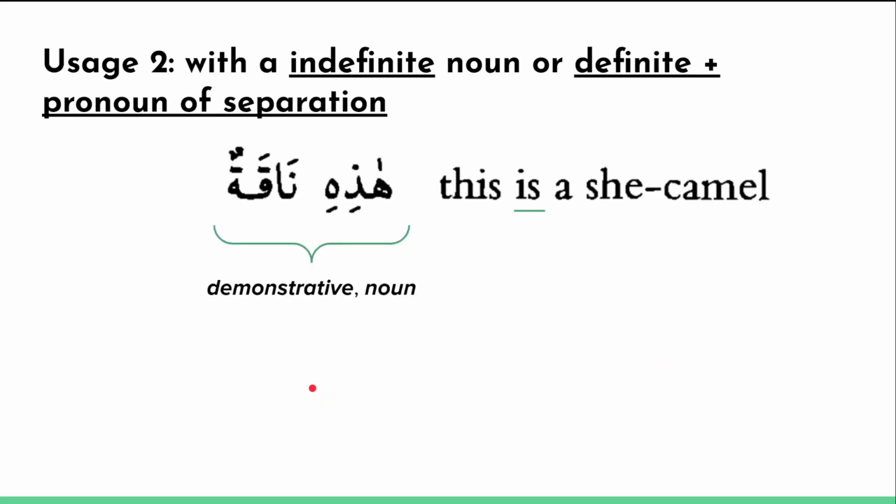Okay, so let's summarize what we've seen in usage number 2. Here we have a demonstrative word followed by a noun. هذه ناقة. And what we see here is that the English translation now includes an is or an are to make it a complete sentence. This is a she camel.